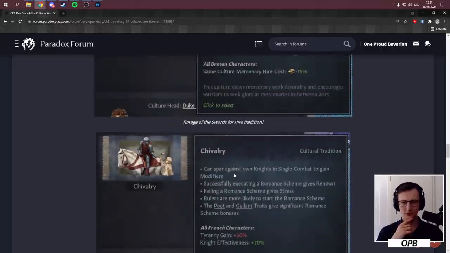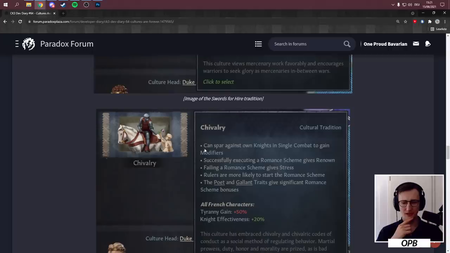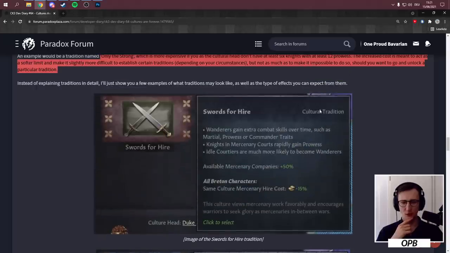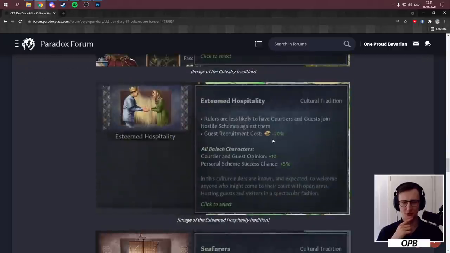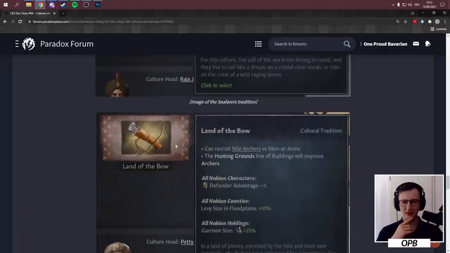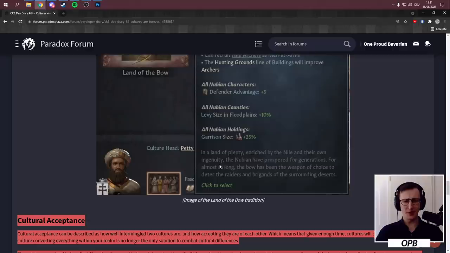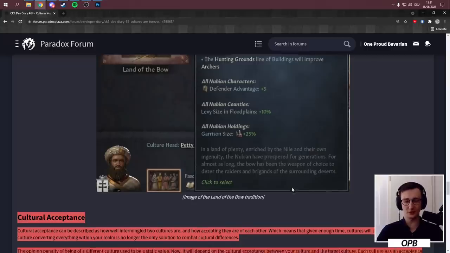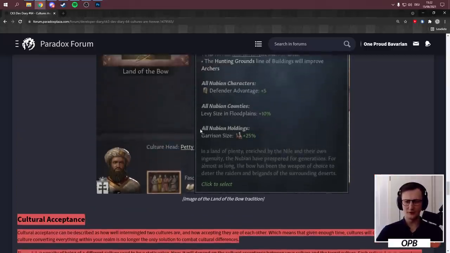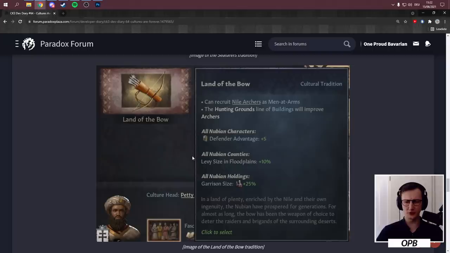A general tradition? Maybe culture group specific? There's no differentiation in culture traditions anyway. But this certainly is a regional tradition. The hunting grounds line of buildings, right. In the Land of Plenty enriched by the Nile and their own ingenuity, the Nubian have prospered for generations. For almost as long, the bow has been the weapon of choice to deter the raiders and brigands of the surrounding deserts. Very cool. Very, very cool stuff. I'm a huge fan of this, for sure.